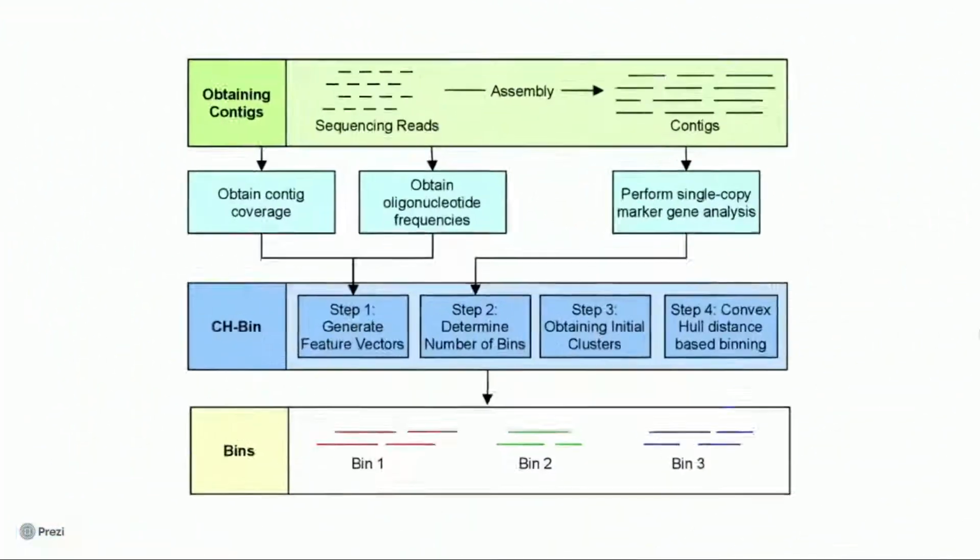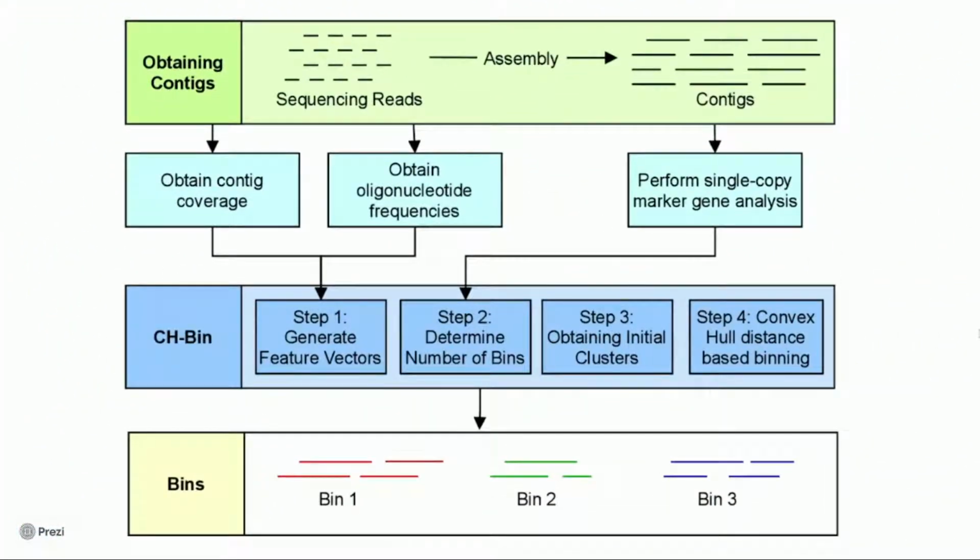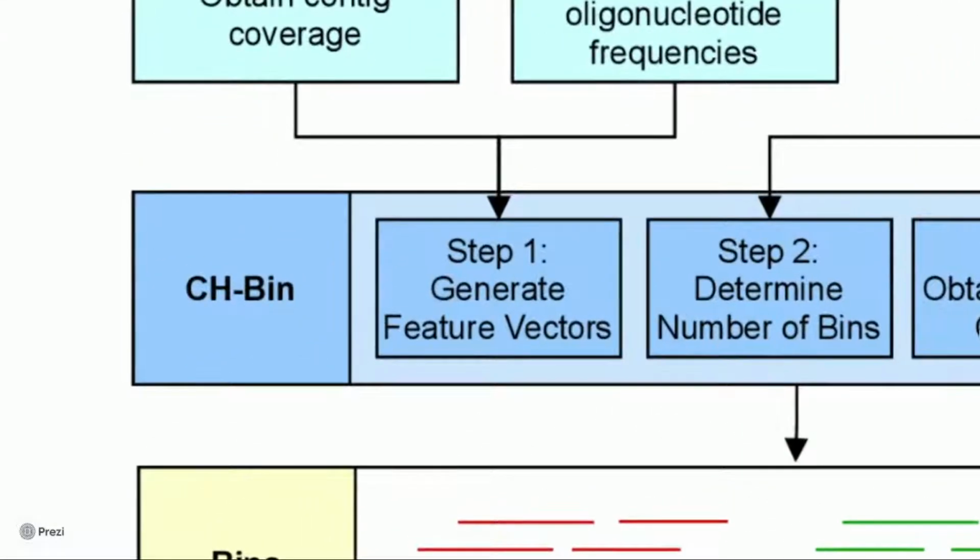This is the overview of our methodology. We use coverage and composition information of the sequences to determine the bin of a given contig. The workflow of the tool can be broken down into 4 main steps. First, we generate the feature vectors using previously mentioned composition and coverage information. For composition information, we use K-mer frequencies. For coverage information, we use abundance information.